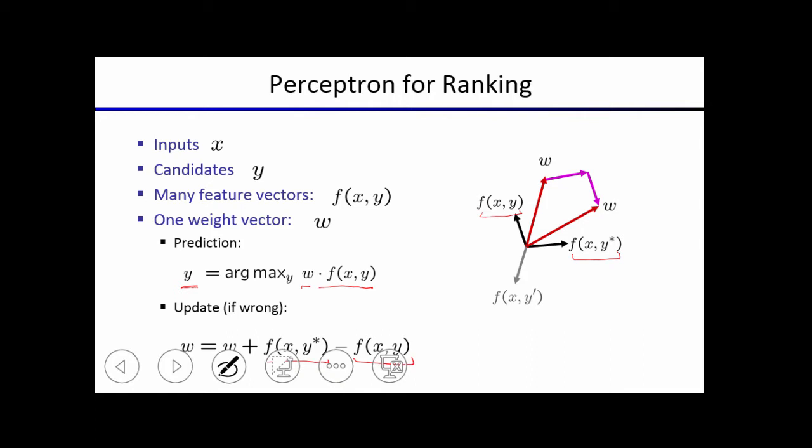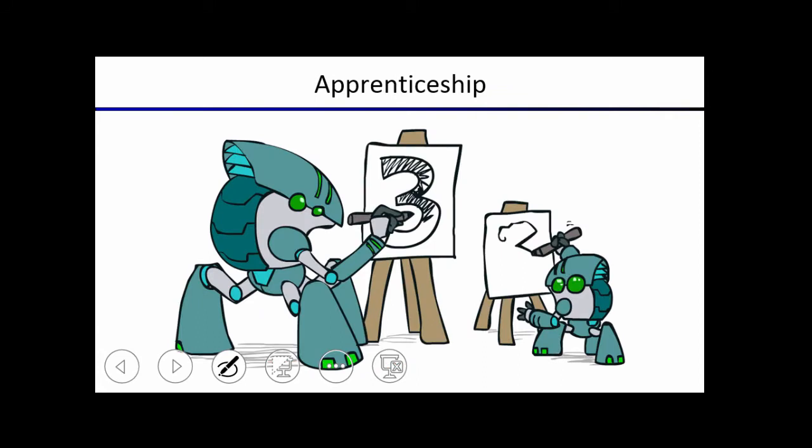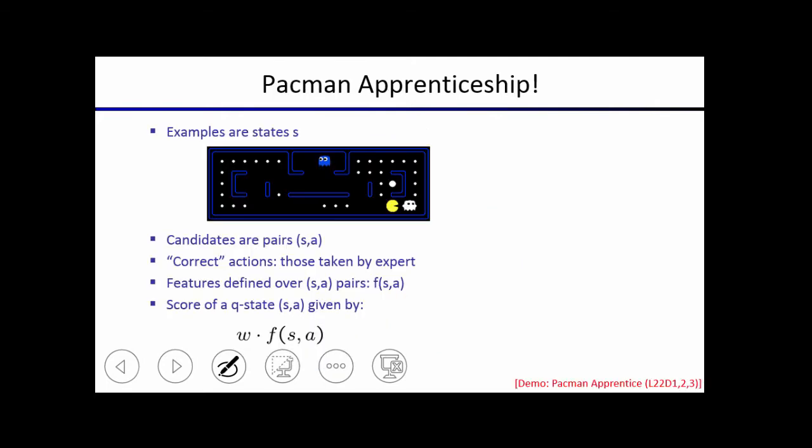And then the other example that we can look at is apprenticeship. In this case, you are learning to do actions, and you are learning from a teacher. You'll see this in your Project 6, but say you are Pac-Man and you want to learn how to play Pac-Man based on some teacher that can perform well and can perform what you want to do. So the candidates are state action pairs, and the correct actions are the actions that are taken by the expert or your teacher.